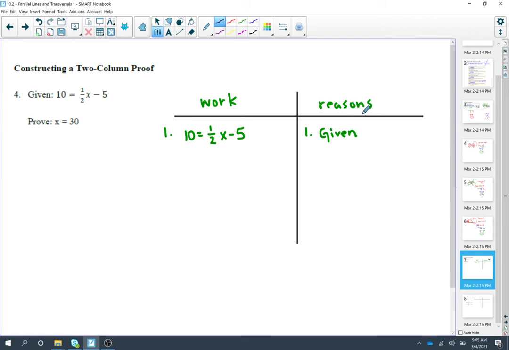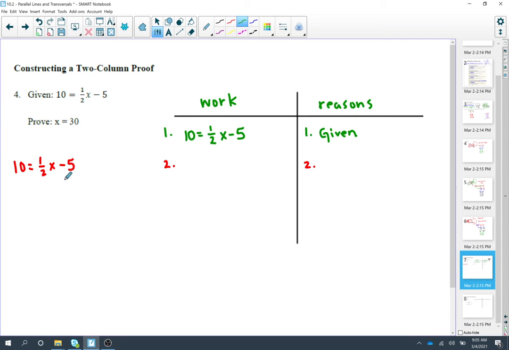That's the given. Now, when you do a proof, everything has to be numbered and everything has to go just one step at a time, and do not show your work in the proof. So what I mean by that is if I'm looking at this equation, the next step I'm thinking is I would want to add 5 to both sides of this equation. So if you need to actually show plus 5, go over here on the left-hand side.